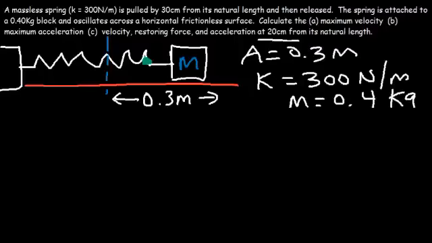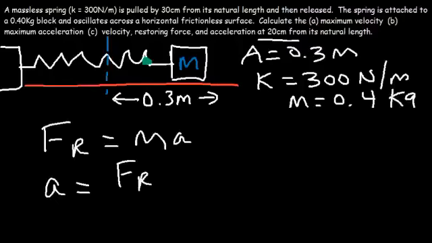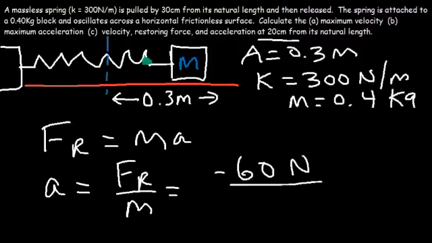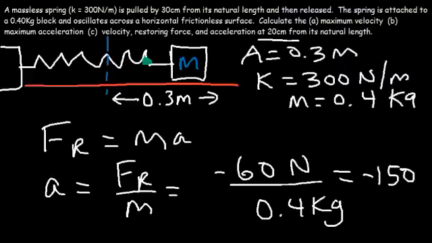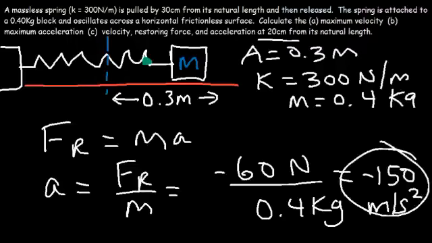Now what about the acceleration? Well, we know that the force is equal to mass times acceleration. So the acceleration is the restoring force divided by m. And the restoring force is negative 60 newtons. The mass is 0.4 kilograms. So negative 60 divided by 0.4 is negative 150 meters per second squared. Keep in mind the maximum acceleration was 225, and this is less than 225, so that works out.